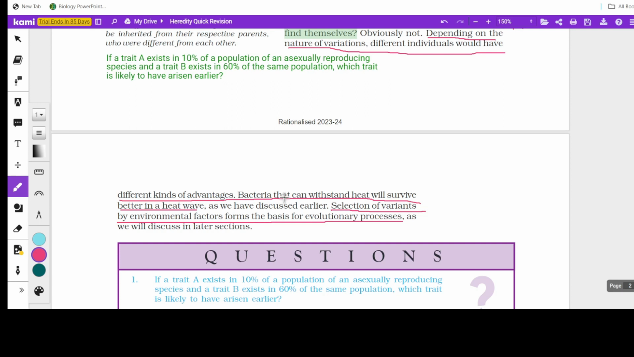So bacteria that can withstand heat will survive better in a heat wave. Selection of variants by the environmental factors forms the basis for the evolutionary process. So the environment does select which variant needs to survive and which variant will be wiped off. Clear? Now there is one of the textual questions based on this figure.